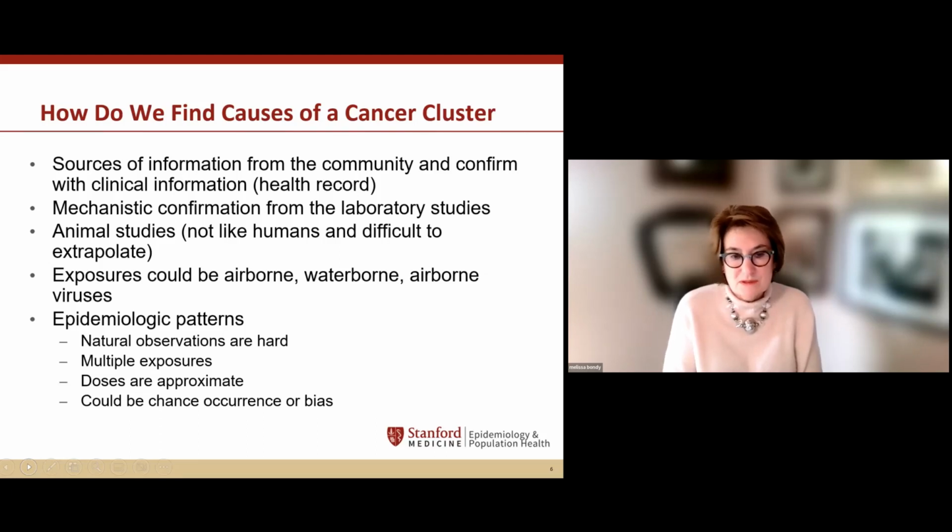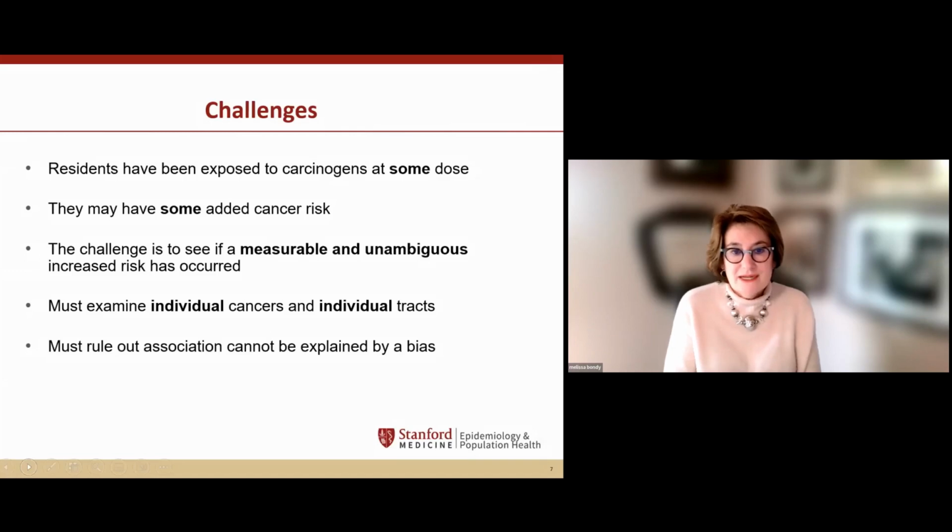Obviously, there's multiple exposures, as I just showed you, different causes of lifestyle factors and others. And when we estimate, these doses are approximate. And this could happen by chance, that the cluster could be biased and that it could be a chance occurrence. So there's many challenges that the residents have to be exposed to carcinogens at some dose. They have some added risk, cancer risk, because of a potential exposure in their community that they're concerned about.